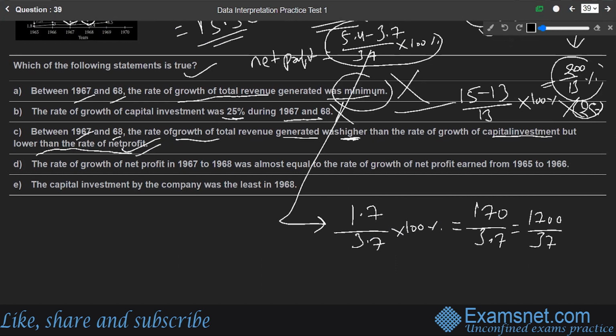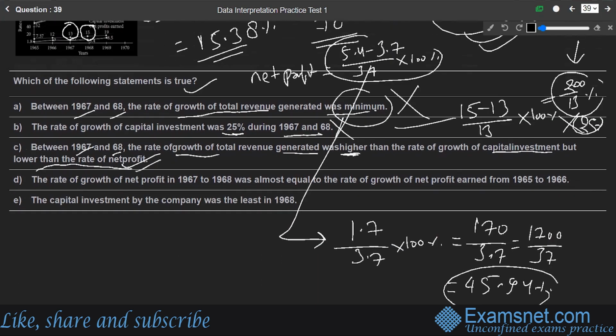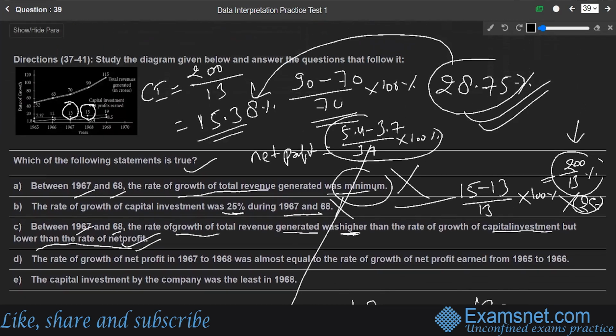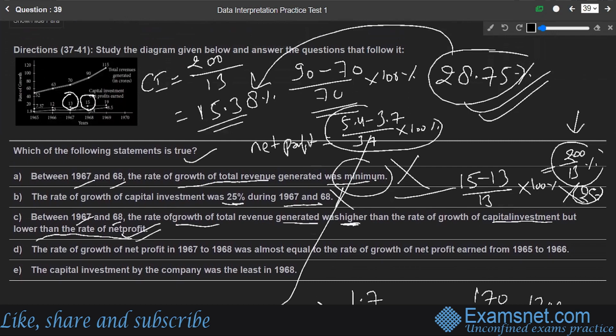Okay, so if we calculate this, 1700 divided by 37, that will give us the actual growth, and the value comes out to be 45.94%. So clearly the rate of net profit is 45.94, which is higher than the rate of capital investment, which is 28.75, and the total revenue growth is higher than that. So we can make it like this.